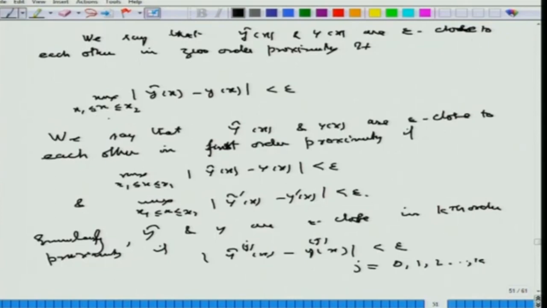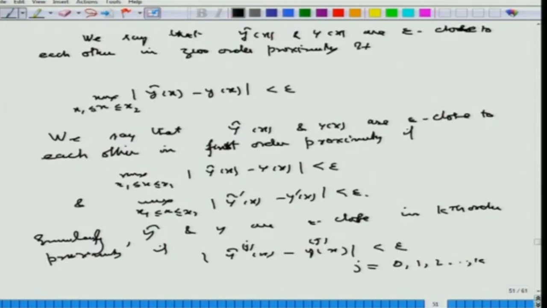the maximum over x 1 less than or equal to x less than or equal to x 2 of the absolute value of y tilde x minus y x, that is the difference between ordinates, the absolute value of that is less than epsilon for all x in the interval. So, we take the maximum of all these differences of ordinates, and they should be less than epsilon.